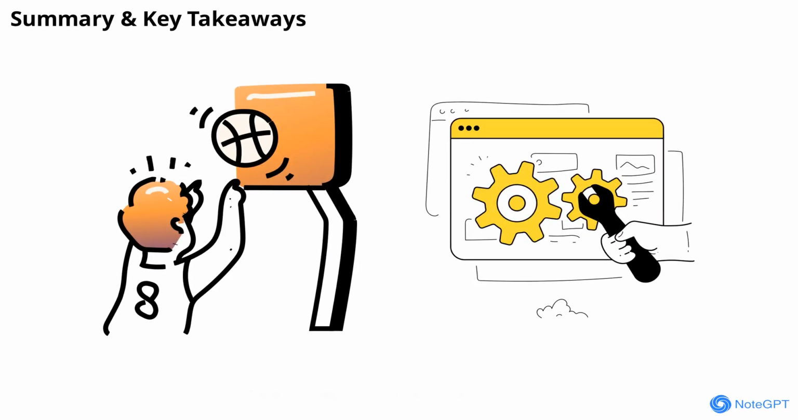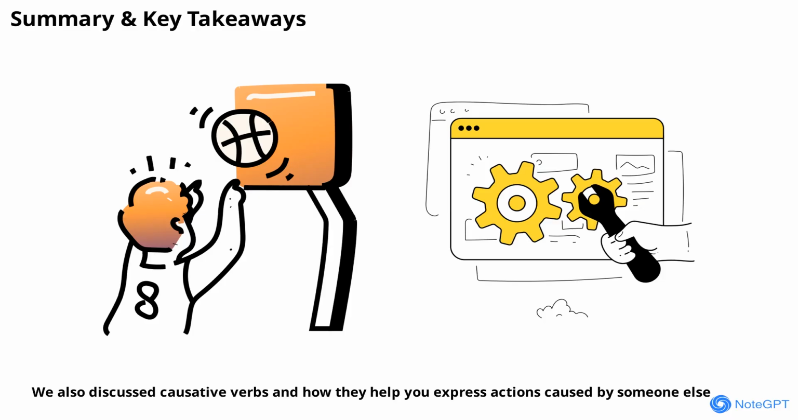To wrap up, let's review what we've learned. We explored four types of conditionals: zero, first, second, and third, each with its own structure and use. We also discussed causative verbs and how they help you express actions caused by someone else. Remember, mastering these grammar points will make your English more precise and expressive.